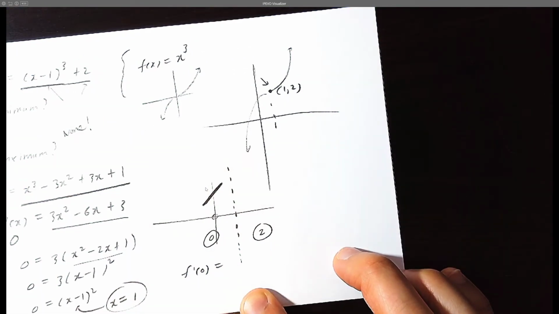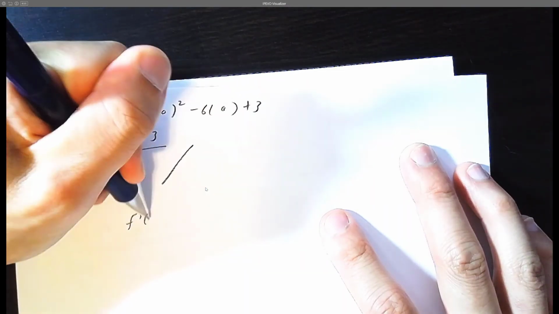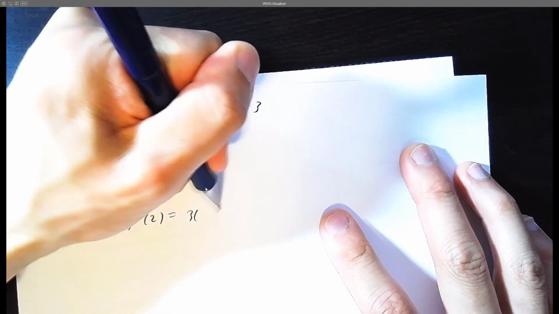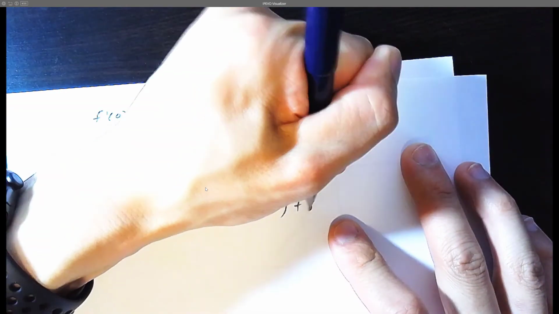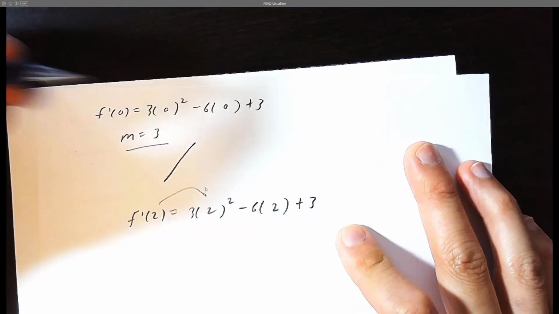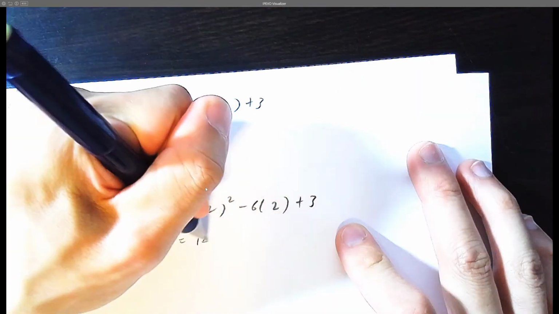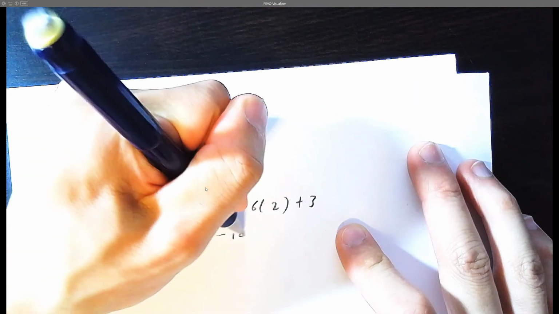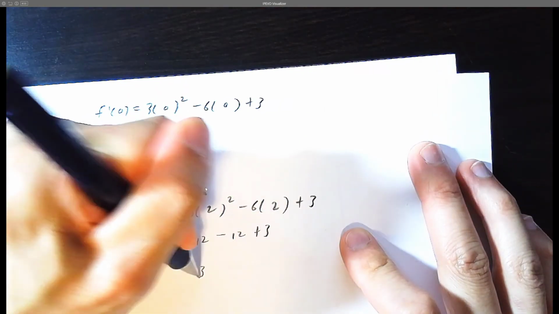Now what about 2? What is the slope when it's 2? f prime of 2 is equal to 3 times something squared minus 6 times that something plus 3. We're going to use function substitution here. And what we have is 4 times 3 is 12, minus 6 times 2 is 12, plus 3. Again, the function is going to be increasing. It's going to be 3, which means it's uphill again.